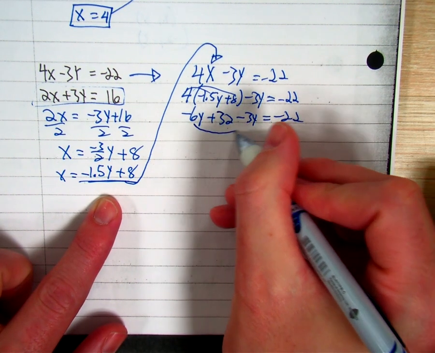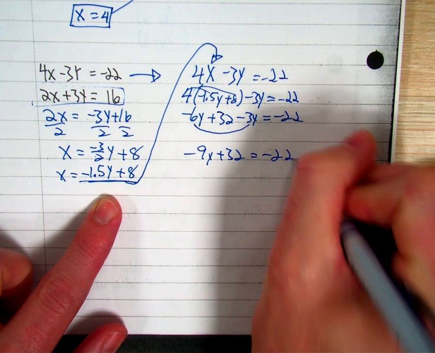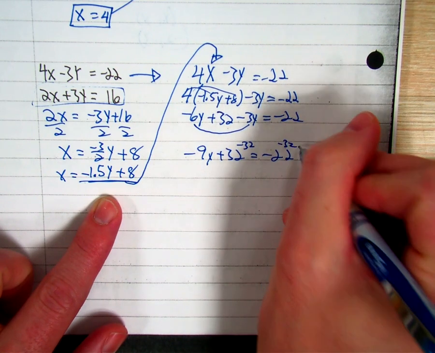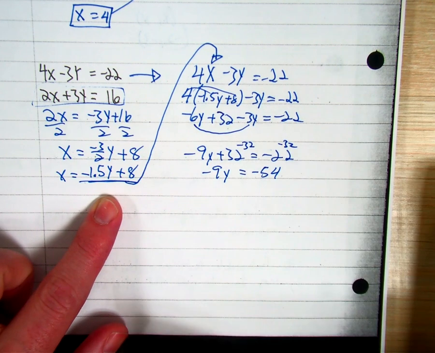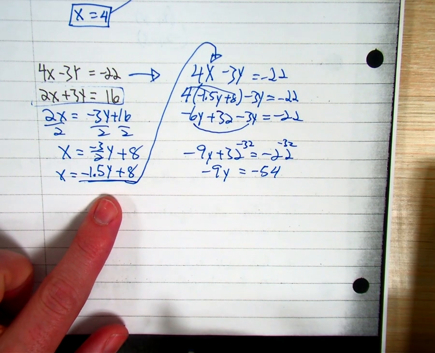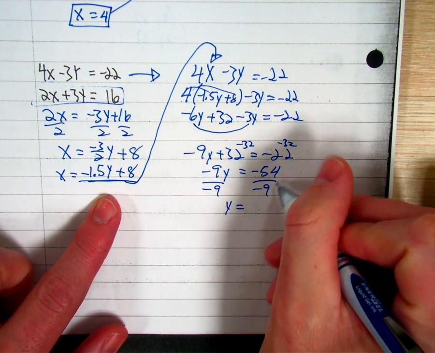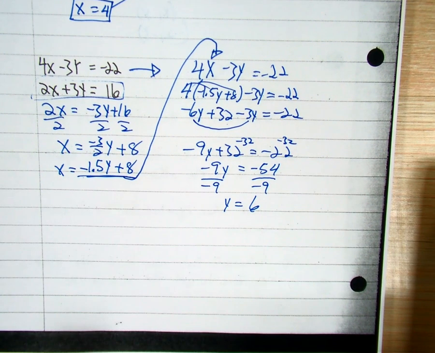Okay, put these together. We're going to have negative 9y plus 32 equals negative 22. Minus 32, negative 9y equals negative 54. Divide by negative 9. Y would equal positive 6. Negative 54 divided by negative 9 should be positive 6. Okay.